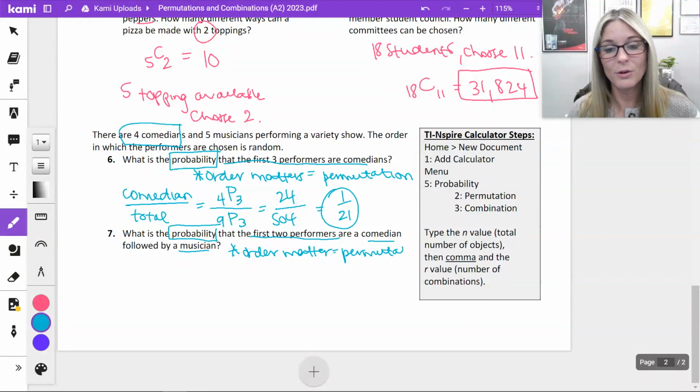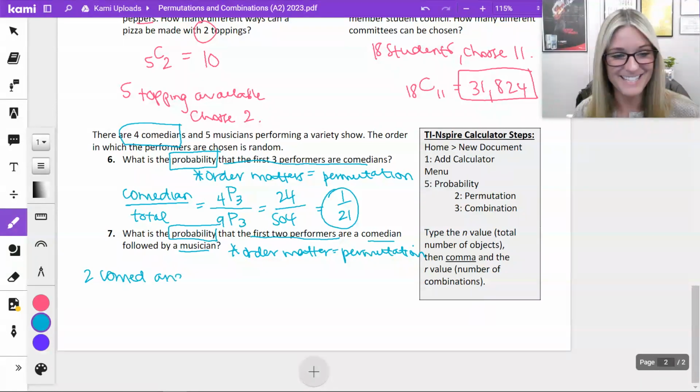You might see some questions in your practice where it's a combination. The order doesn't matter. I wish I had an extra example here on our notes. So it's not always a permutation. So be mindful of that. All right, so thinking about our probability, we want 2 comedians and 1 musician. And then we'll do over our total.